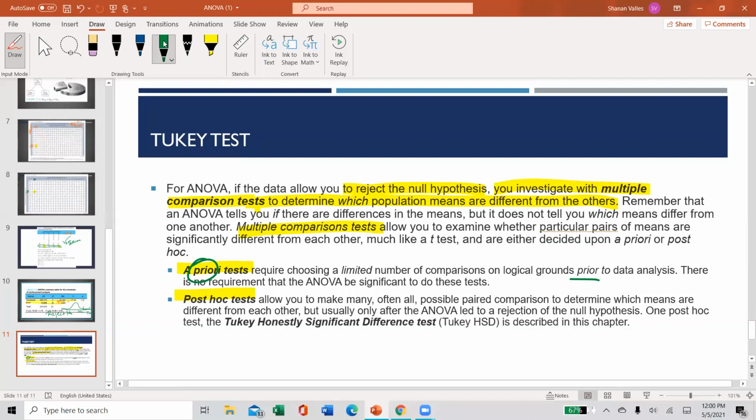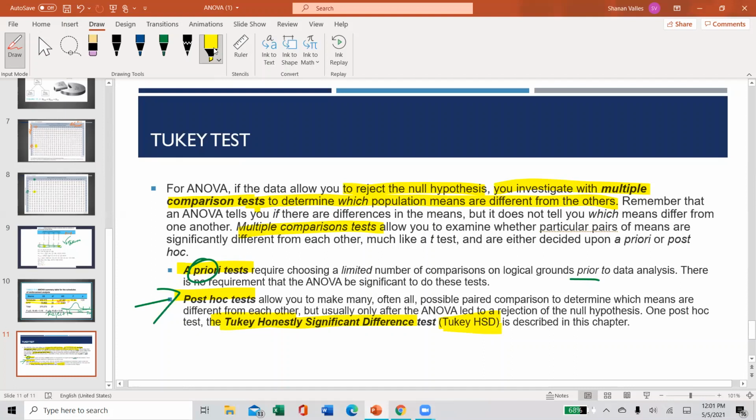I am sure it's in SPSS. I'm sure it's something the computer would just do. The most common multiple comparisons tests that are done are post hoc, and the most popular of the post hoc tests is the Tukey test, the Tukey HSD. HSD stands for honestly significant difference. There is a significant difference between the means that you test.